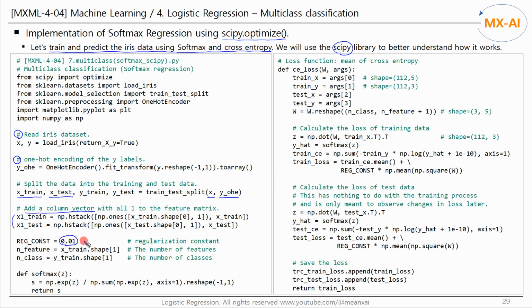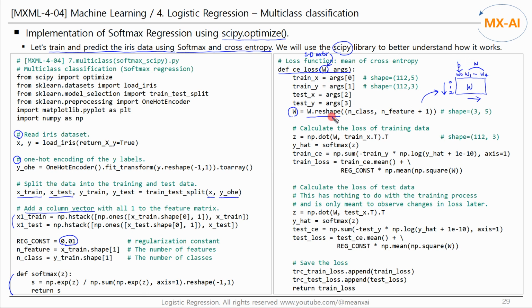Let's write a function to calculate softmax as follows. And write a function to calculate the loss function as follows. Since the parameter w is input as a one-dimensional vector, it is converted to a two-dimensional structure. The structure of the W matrix is as follows. The number of rows is the number of classes, and the number of columns is the number of parameters W. Since iris data has 4 features, there are 4 W's and 1 intercept B.